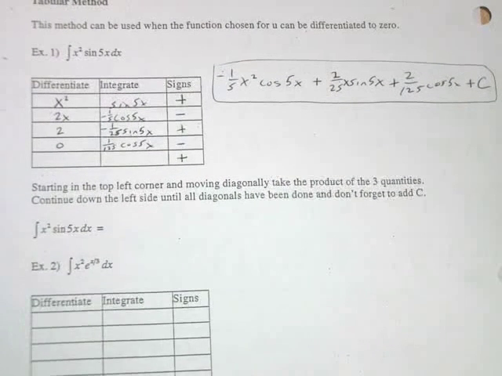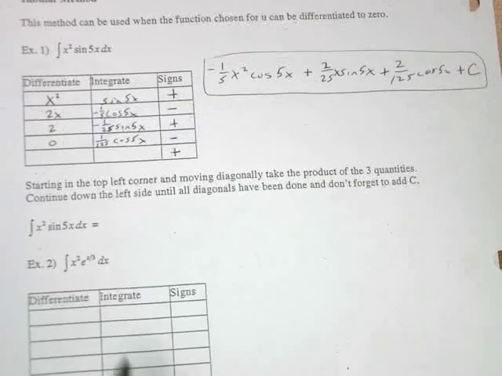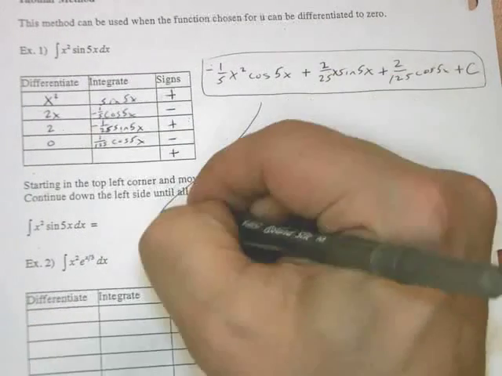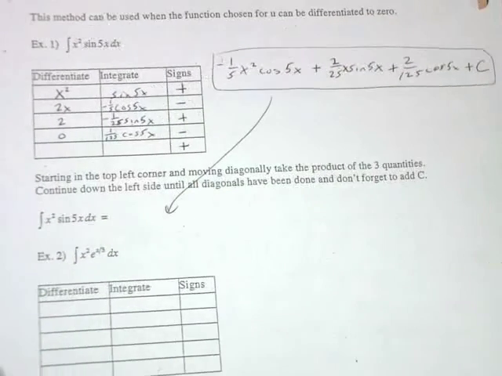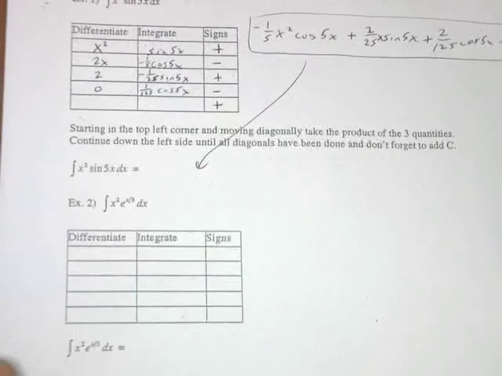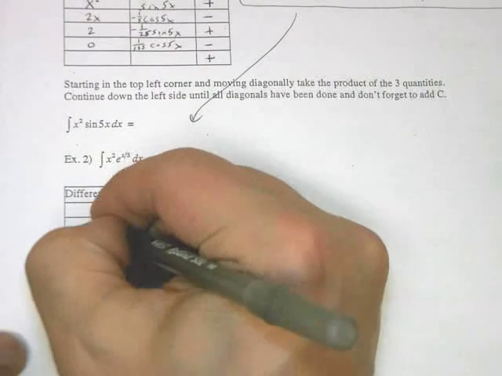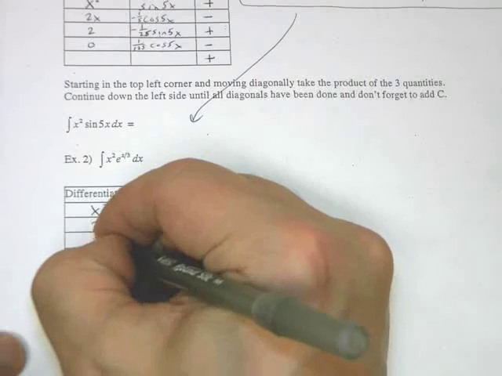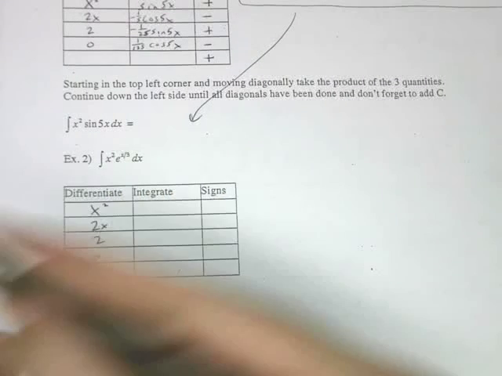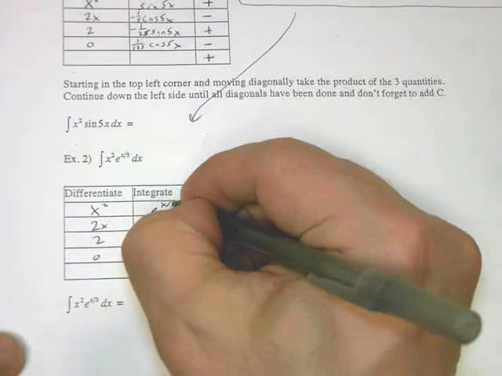All right? So let's try it again. I guess this goes down here. This is the answer to that problem. All right, so let's try it again. Here I have an x squared. So again, same thing we just did: x squared, 2x, 2 and 0. We have e to the x over 3 as our other function.